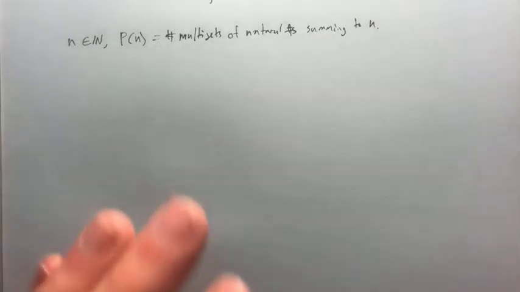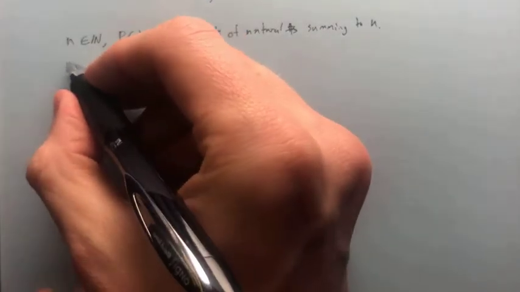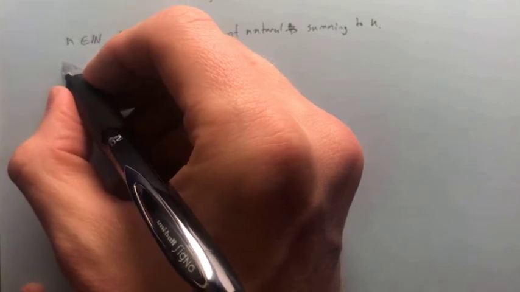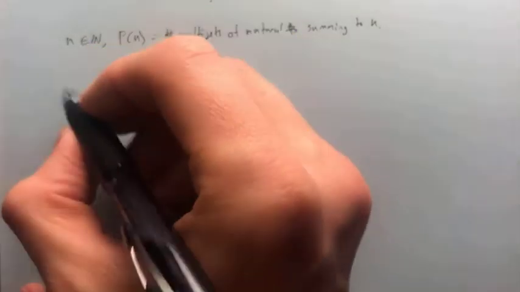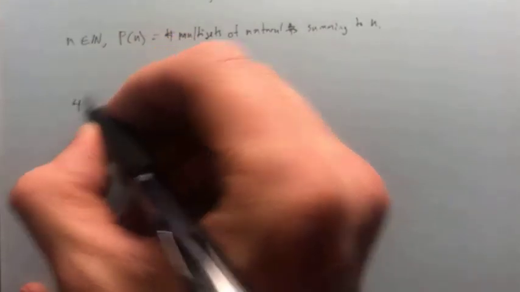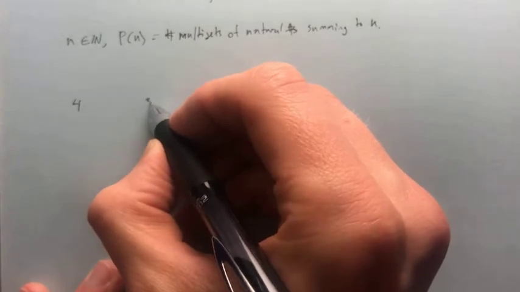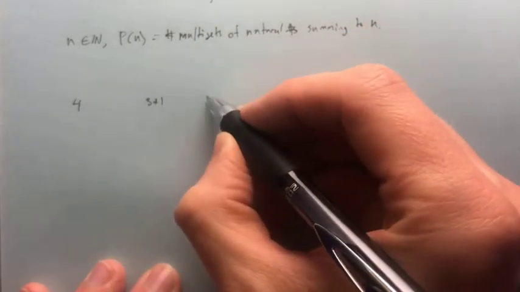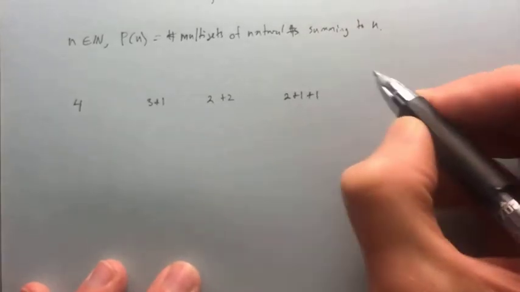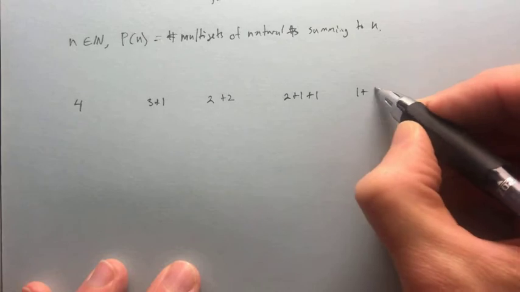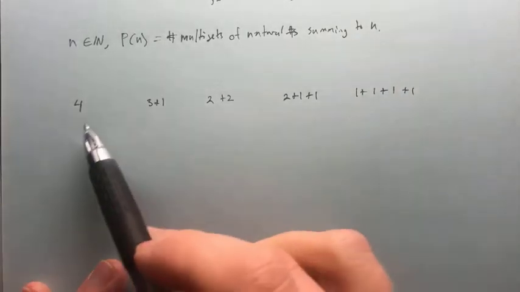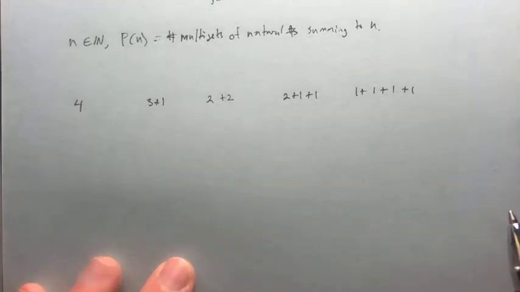All right, so let's do an example. Let's look at all of the ways to partition the number 4. I can write 4 as 4. I could write 4 as 3 plus 1. I could write 4 as 2 plus 2. I could write 4 as 2 plus 1 plus 1. And I could write 4 as 1 plus 1 plus 1 plus 1. By the way, we typically write these in decreasing order.